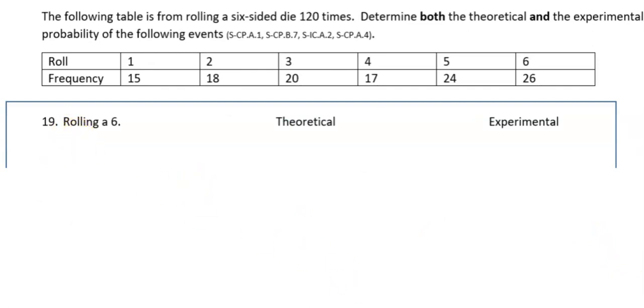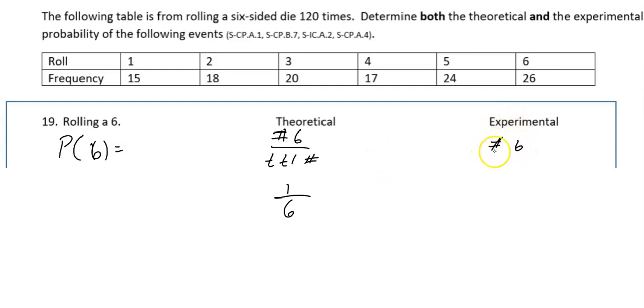So what is the probability that I actually roll a 6? Theoretically, the probability I roll a 6 is going to be the number of 6s over the total number on the die. Well, how many 6s are on a 6-sided die? There is 1 six. How many different numbers? 6.